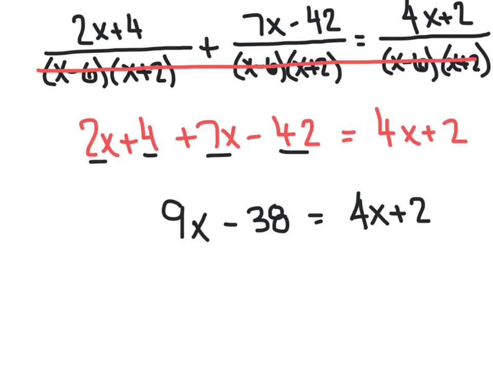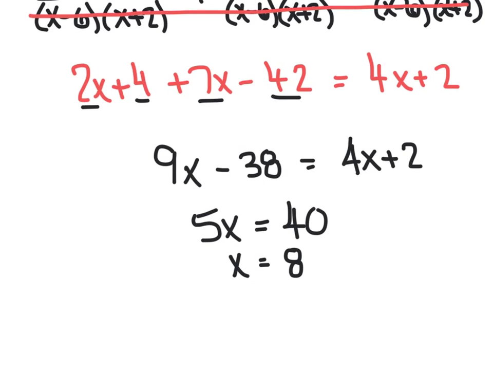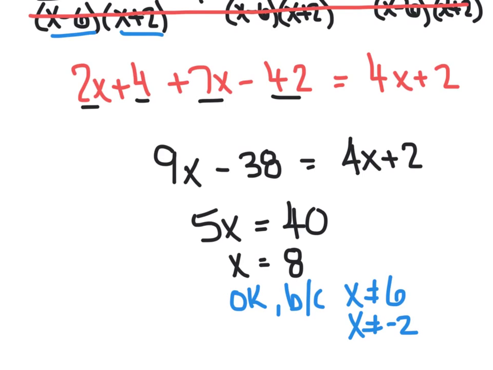What do we want to do? Subtract 4x from both sides and simultaneously add 38 to both sides. Divide by 5. x equals 8. Can we keep it? I'll tell you what. I'm going to say 8's okay because we had two restrictions. x cannot equal 6 and x cannot equal negative 2, which means 8 gets approved. Take them to the bank.